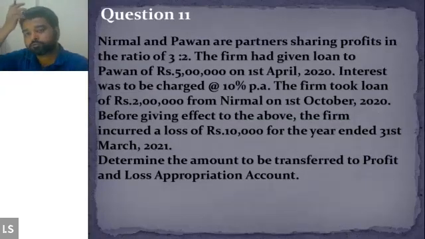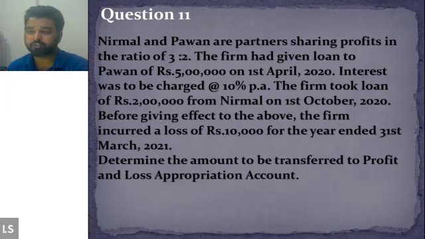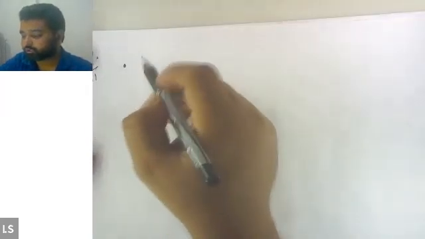Okay. The question mentions that there are two partners, Nirmal and Pawan. Both are partners in the profit sharing ratio 3:2. The firm had given a loan to Pawan of rupees 5 lakh. The firm is providing the loan to Pawan on 1st of April, and the interest rate charged from Pawan is 10%. The firm took a loan of rupees 2 lakh from Nirmal as well. So first of all, let's start with the calculation of interest.